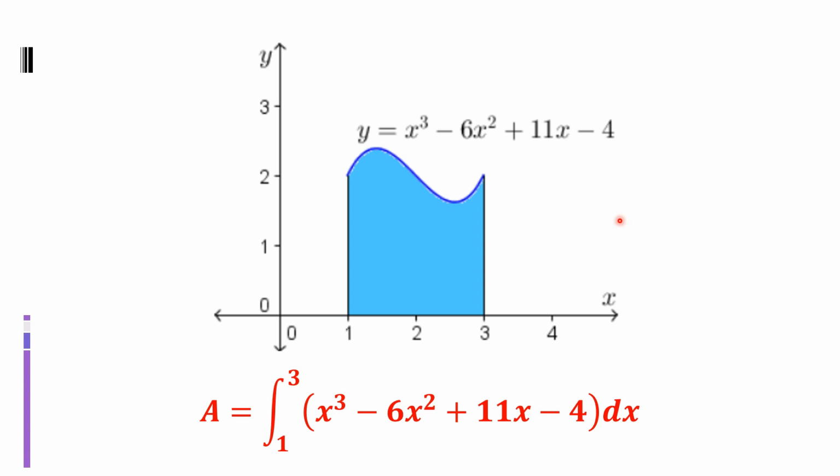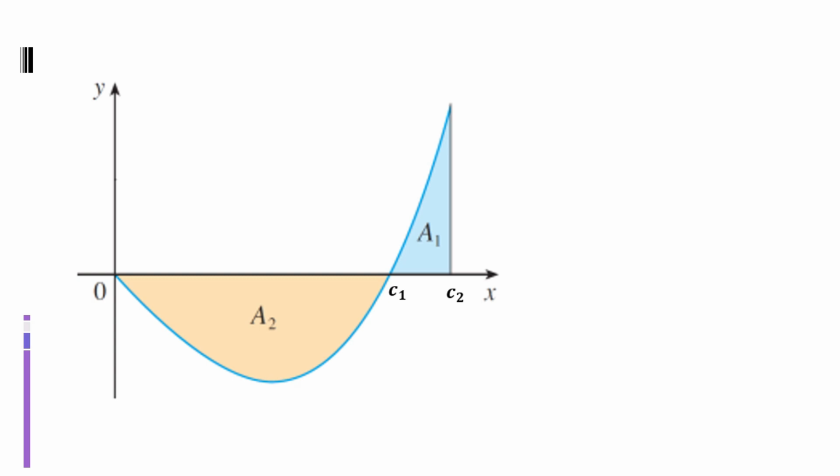Ulitin ko lang ulit, yung definite integral interpreted as the area under the curve is only true if yung area na hinahanap natin is above the x-axis. If the area is below the x-axis, then yung definite integral natin can be interpreted as a net area. Or ibig sabihin nun, that is the difference of area 1 and area 2.